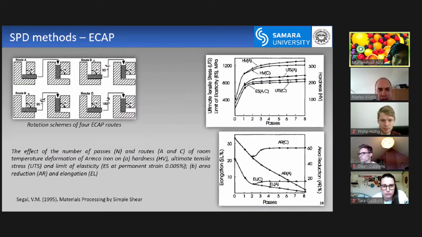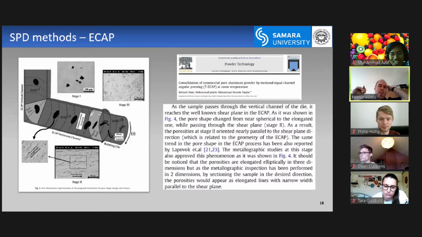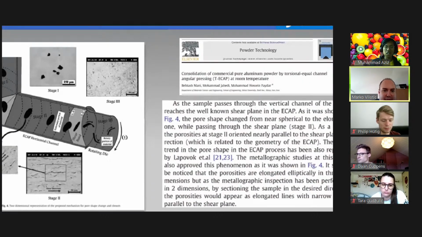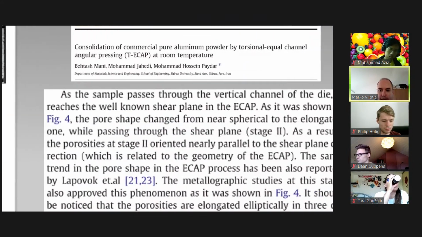Yeah, thank you. I think this is the most popular SPD method, and it's not hard if you want to do research on SPD. If you have some mechanical press in your lab, it should be very easy. You can do some research or a PhD. It's very easy.